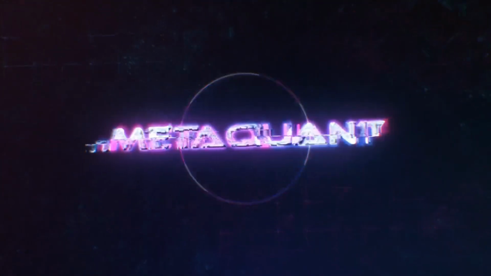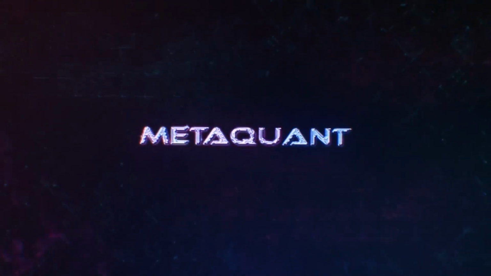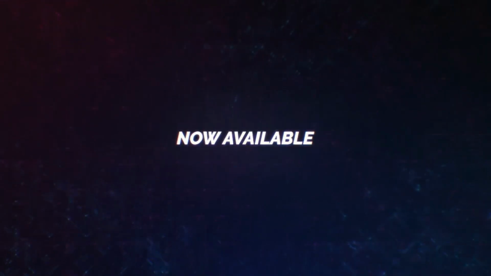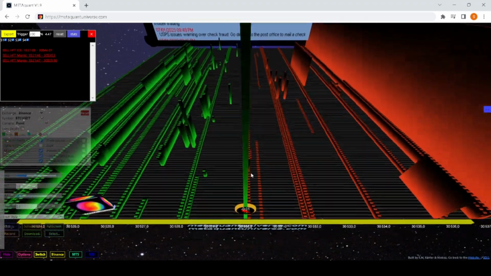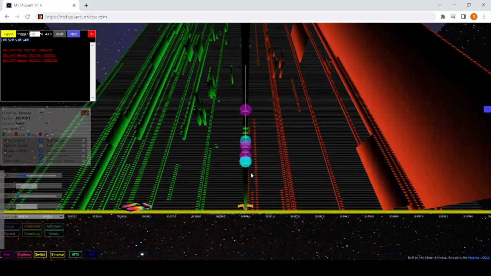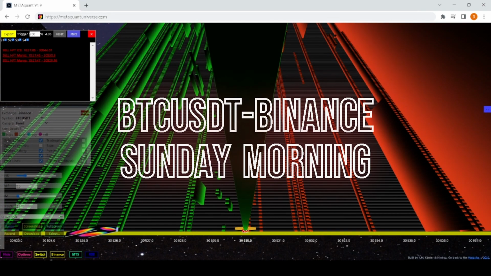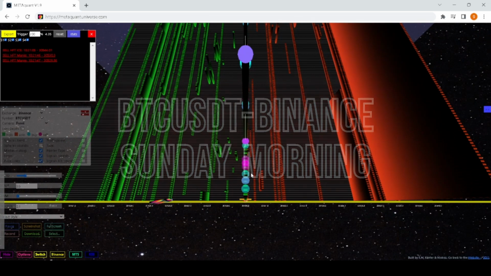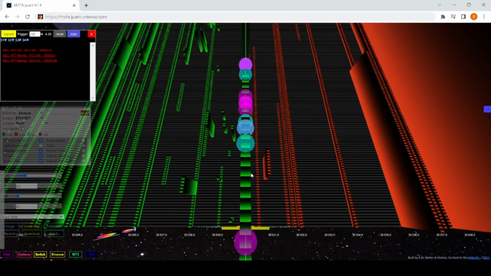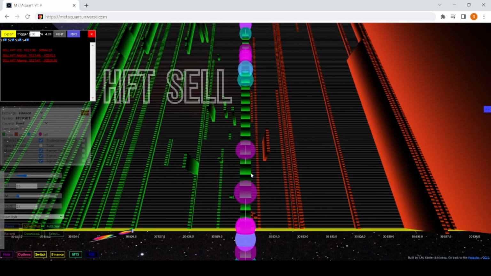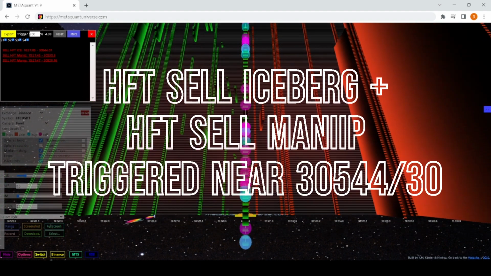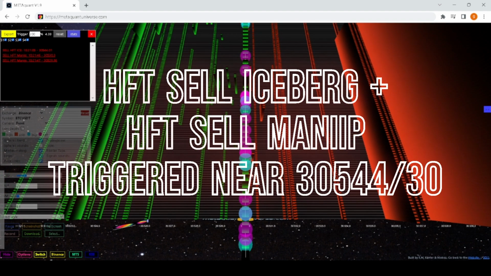Unveiling the intricacies of iceberg orders and HFT manipulation in Bitcoin, discussed, with Meta_Quant's advanced market visualization. In the dynamic realm of cryptocurrency trading, the interplay between advanced trading strategies, such as iceberg orders, and the manipulation carried out by high-frequency trading, HFT, systems has become a subject of great intrigue.